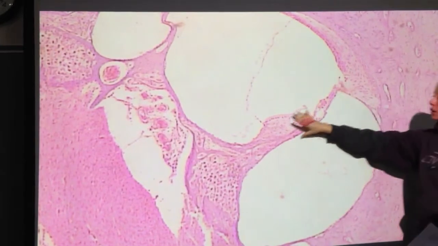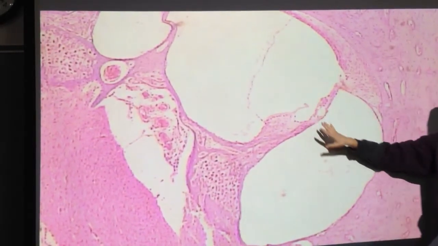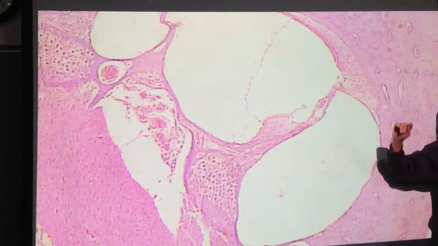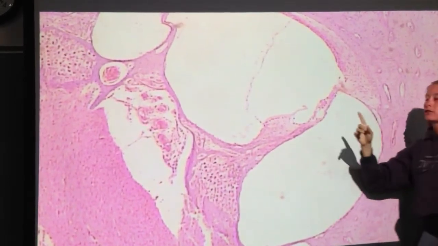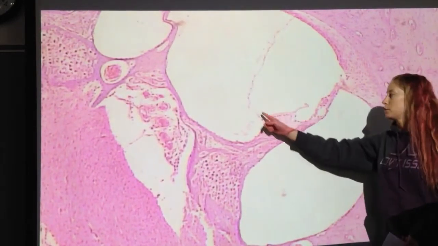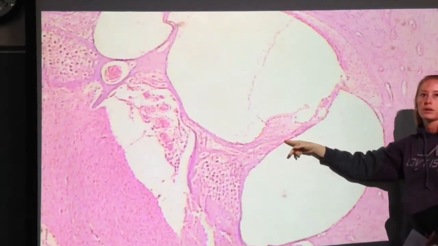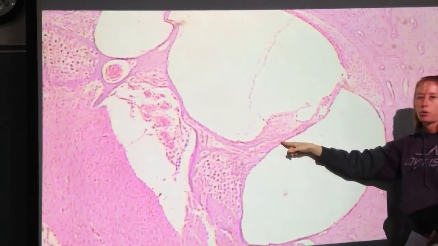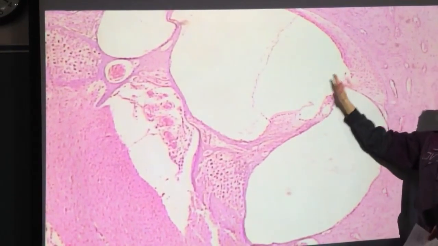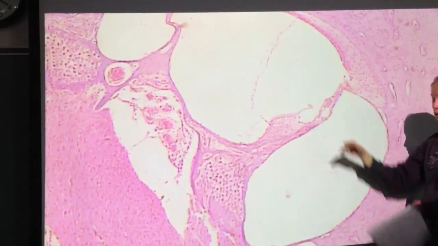And then this structure here that splits the scala media and the scala tympani is called the organ of Corti. As far as a rough border for it, I always start the border where this vestibular membrane cuts into it. So we'll call this our back border. So this would be the organ of Corti right here. And that's where the magic happens.